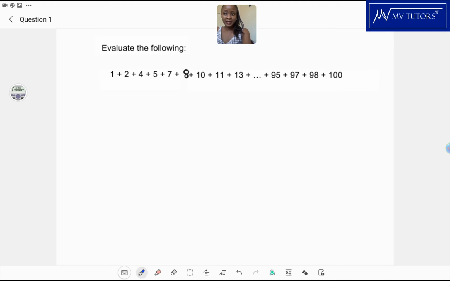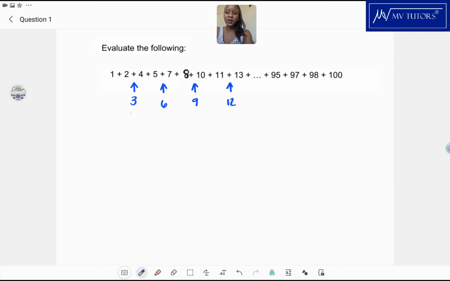But I have noticed something. Okay, so I have realized that here there's missing a 3. And then there I'm missing a 6. There I'm missing a 9. And there I'm missing a 12. Okay, so I basically have whole numbers here without the multiples of 3.